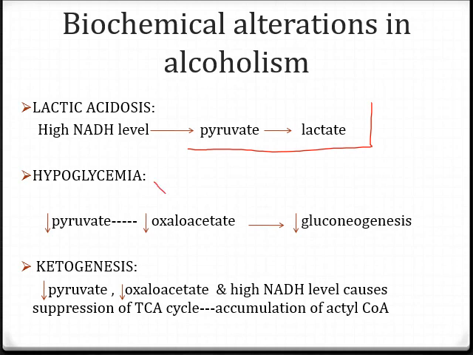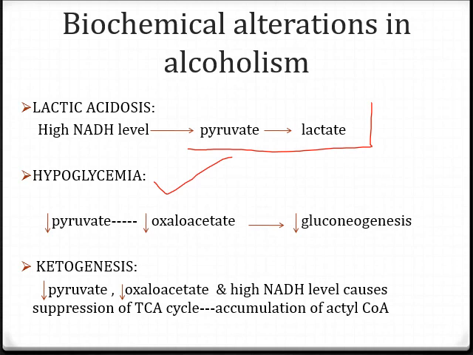And the second point is hypoglycemia. Why is there hypoglycemia here? The availability of gluconeogenic substrates decreases, resulting in a decreased rate of gluconeogenesis and decreased synthesis of glucose. The available pyruvate is converted to lactic acid because of the high NADH level, and it also leads to the conversion of oxaloacetate to malate. So in both ways there will be depletion of oxaloacetate, and depletion of oxaloacetate inhibits gluconeogenesis. That is why hypoglycemia occurs in alcohol metabolism.